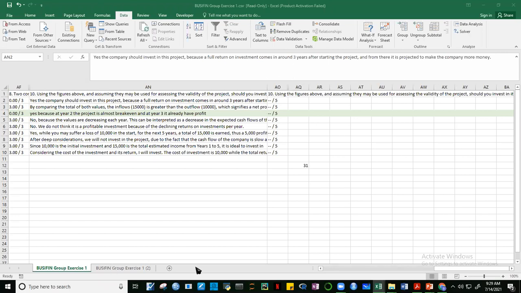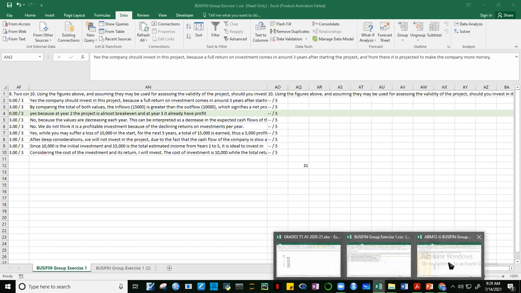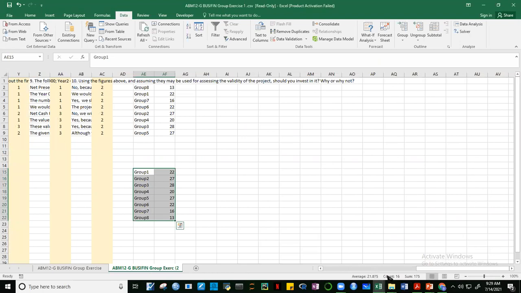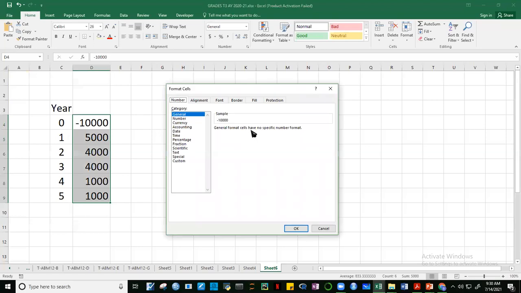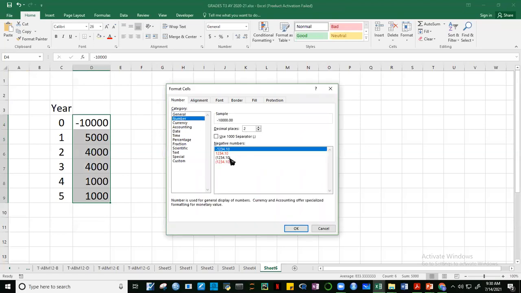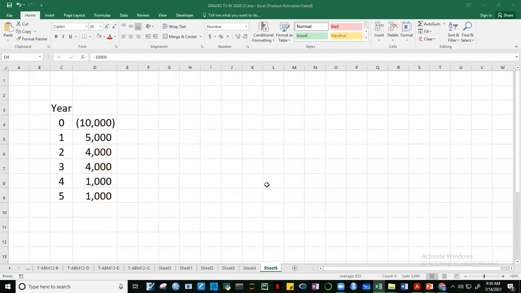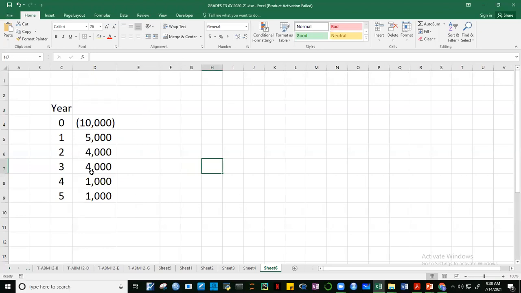However, guys, let's take a look. So here, what happened was, the question was, when will the investment be recovered? Because of the 10,000 at the start. The answer of the first group is that by year 3, we will recover the 10,000. Because 5,000, 4,000, on year 3, the total is 13,000. So we will have recovered the initial investment.